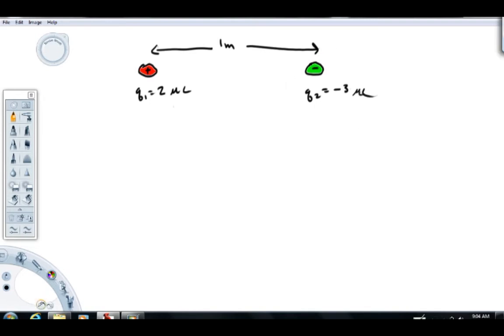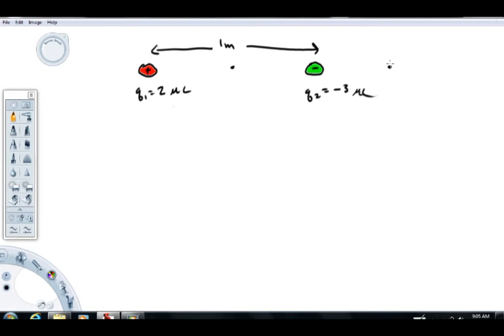What we're going to do is try to do a couple of things. One, we're going to try to find the electric field halfway between these particles. And then after that, we're going to find the electric field over here, a distance of 50 centimeters to the right of the negative charge. So we're going to do both.